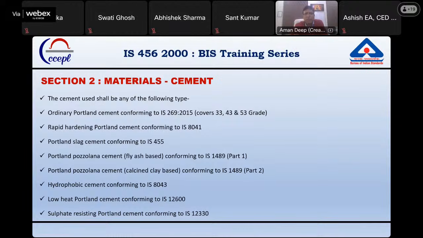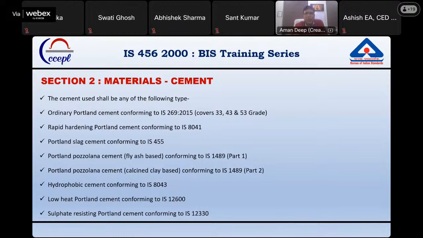Now we have some other special purpose cement also, like hydrophobic cement conforming to IS 8043, low heat Portland cement conforming to IS 12600, sulfate resisting Portland cement conforming to IS 12330.